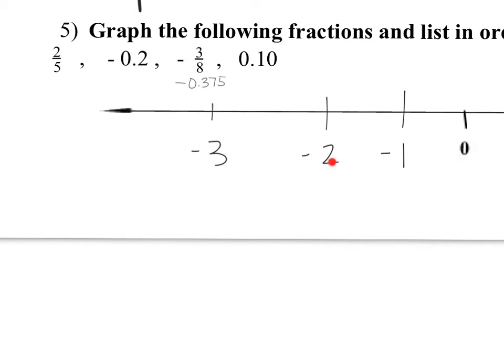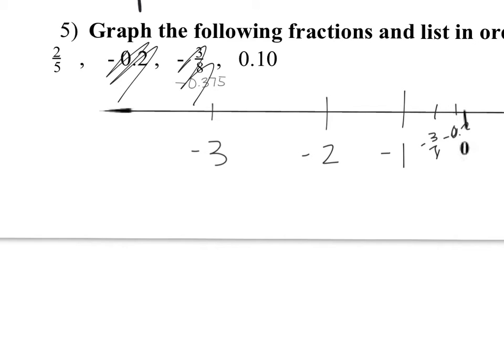On our number line, 2 is right here and 3 is over here. So this number is going to go further to the left on the number line. They need to go over here though, because obviously those are decimals, but I was just trying to show you about where 2 and 3 are on the number line. So we'll put -3/8 right about here and -0.2, really sloppily written, right over there. Okay. So those two are taken care of.